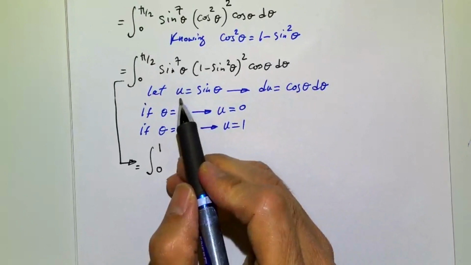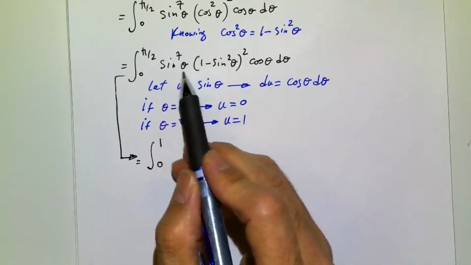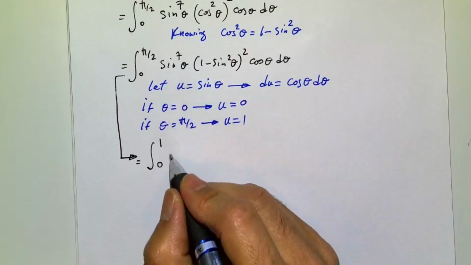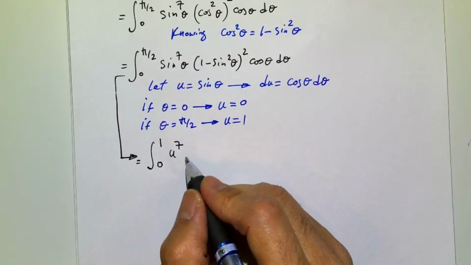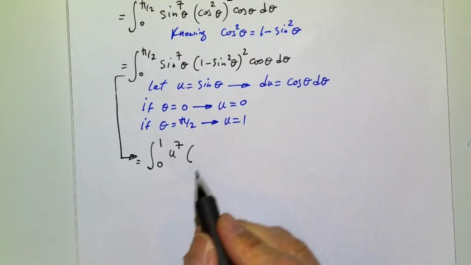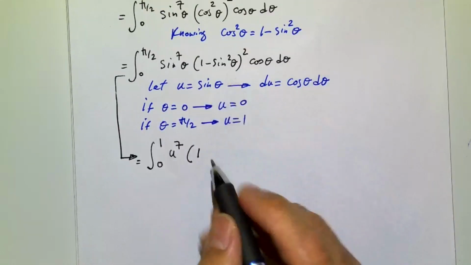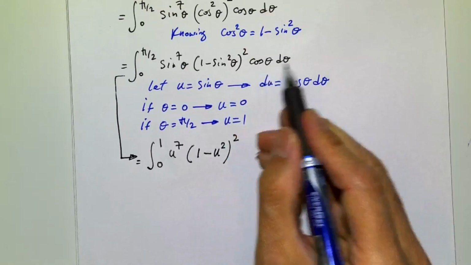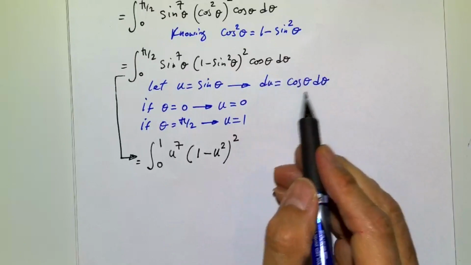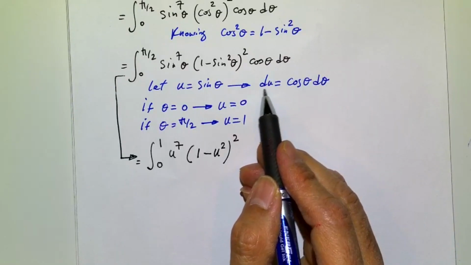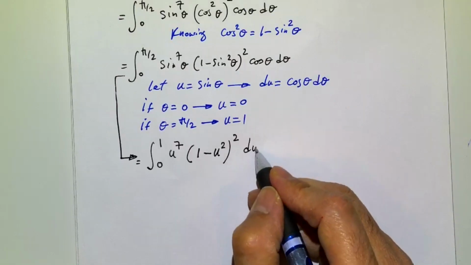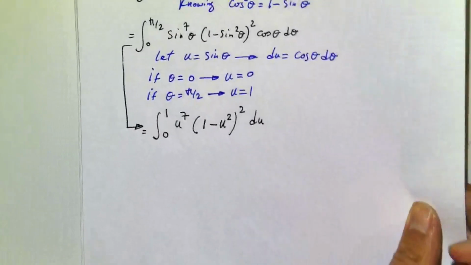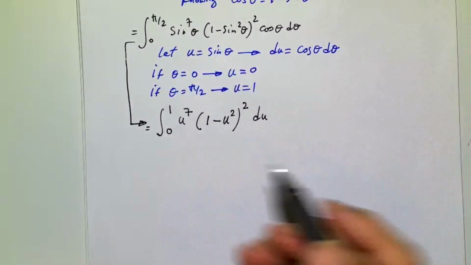Since we picked u to be sine theta, it's really easy to rewrite sine to the 7th power theta as u to the 7th power, right? U to the 7th power times 1 minus, this is sine squared theta, so 1 minus u squared, and then cosine theta d theta, as we found out earlier, is equal to du. So after that, it becomes a very simple expression to integrate.